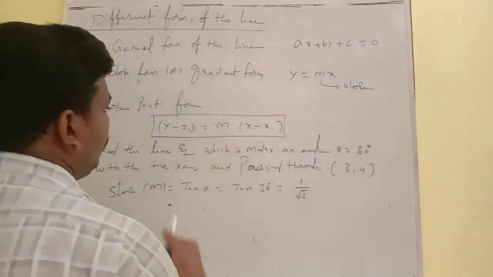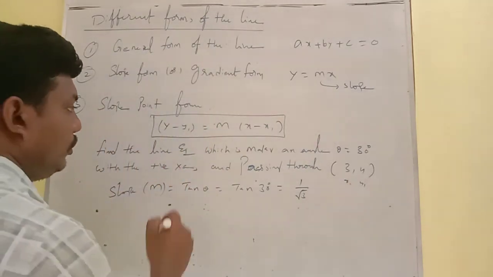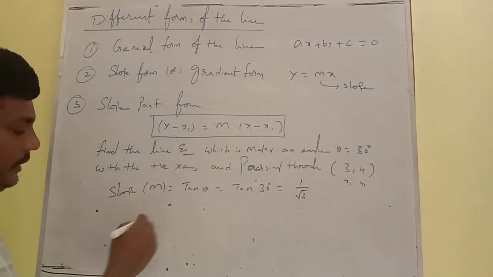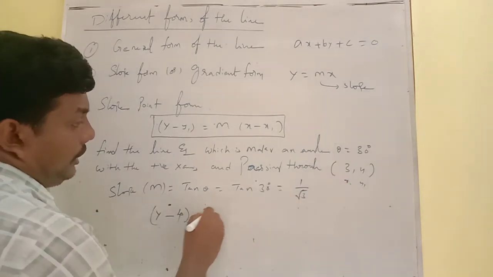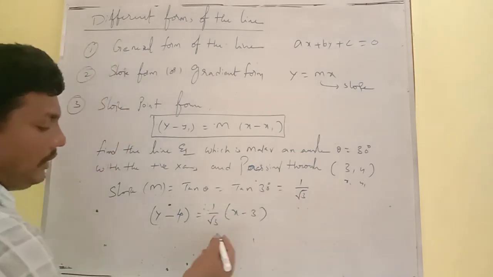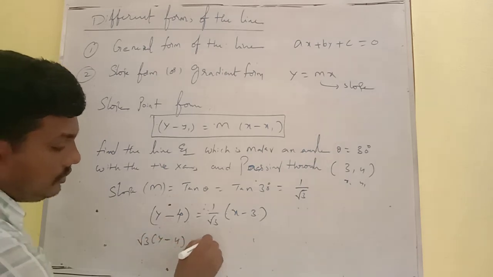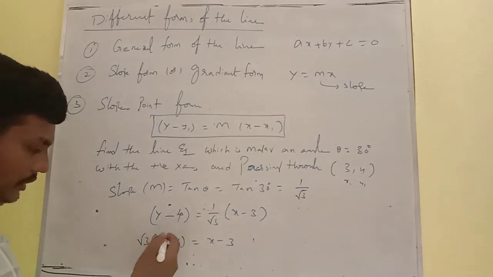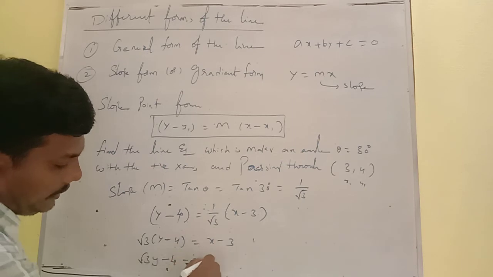Now once you get the slope, the point can be taken as x1, y1. So how to find the slope-point form? We can take y minus y1, in the place of y1 it is 4, is equal to m, 1 by root 3, into x minus x1, which is 3. Take root 3 to this side. So root 3 into y minus 4 is equal to x minus 3. 1 into x and 1 into minus 3. Then it becomes root 3 (y minus 4) is equal to x minus 3.